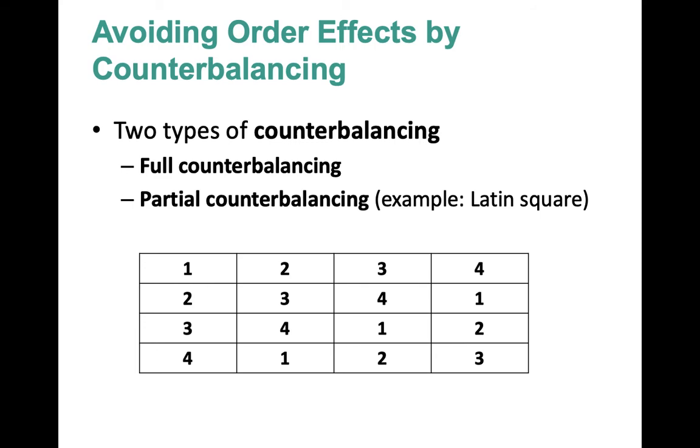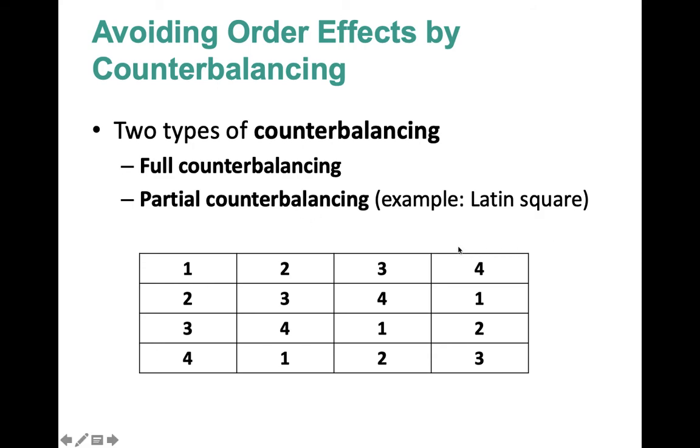And so one technique is to do something called partial counterbalancing. And this occurs when only some of the possible condition orders are used. And so as a specific example, a researcher could present a randomized order for each participant, or they can do something called a Latin square, which is pictured here, in which each condition appears in each position at least once.